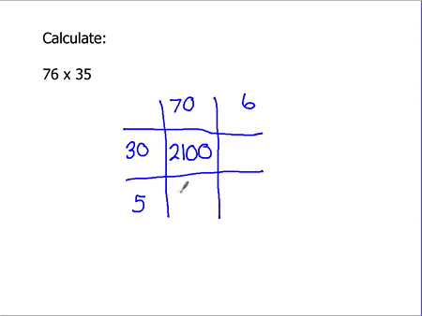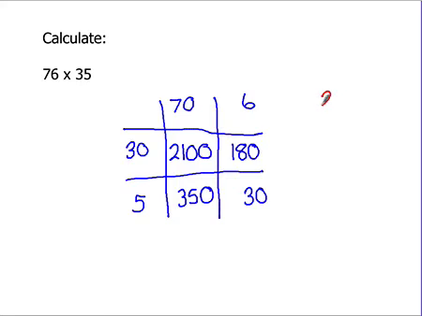5 times by 7 is 35. I need an extra 0. 3 times by 6 is 18. And I need an extra 0 from there. And then 5 times by 6 is 30. So now I just need to add it all up.